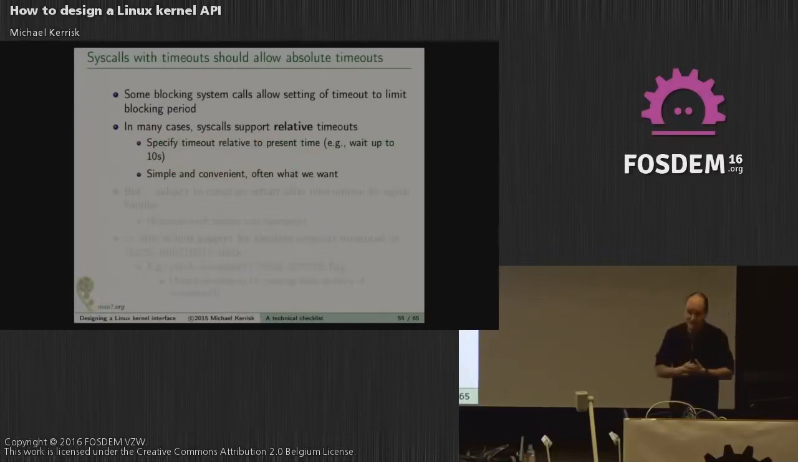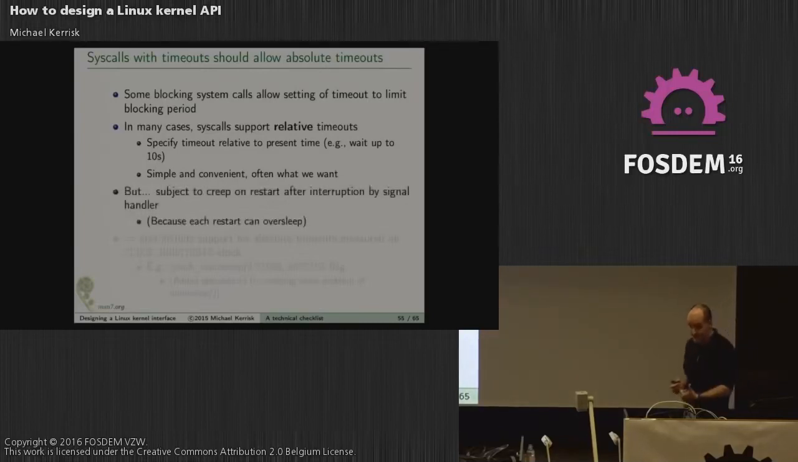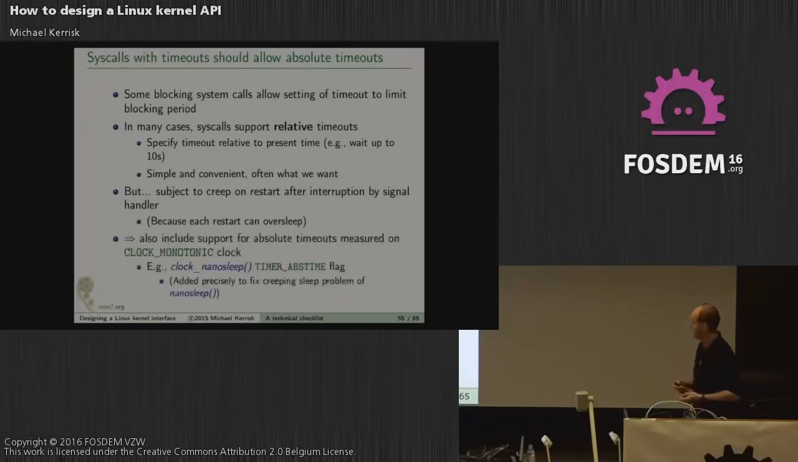Some blocking system calls have timeouts. Commonly, they have relative timeout options, but with relative timeouts, if you're catching signals and so on and the system call gets interrupted and restarted, timeouts can creep. There should always be an option for an absolute timeout as well.